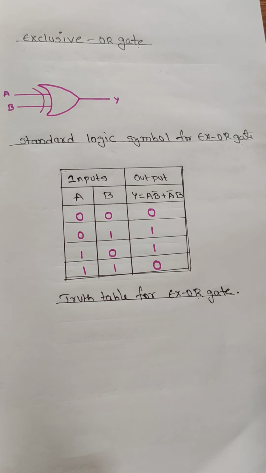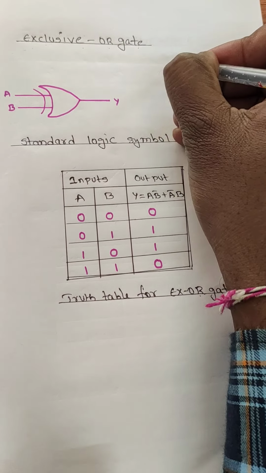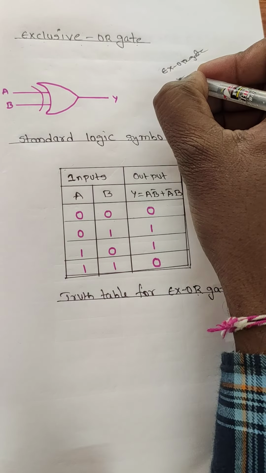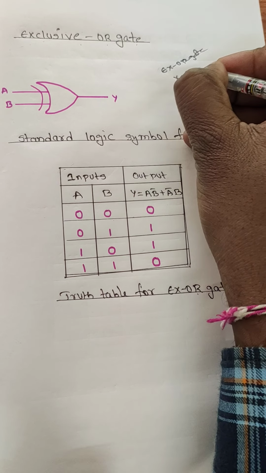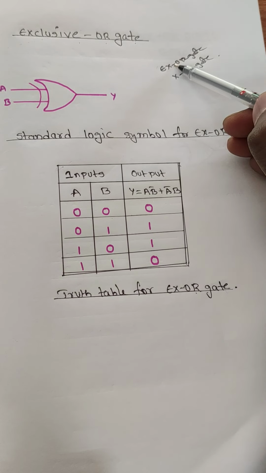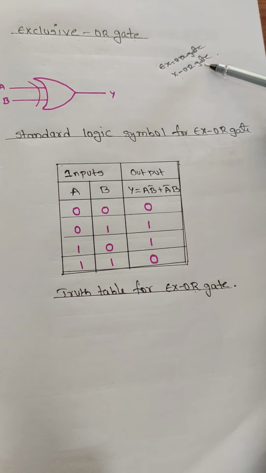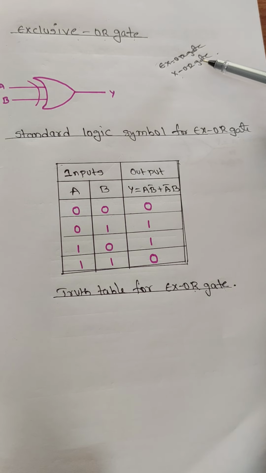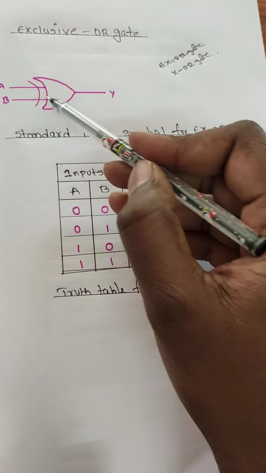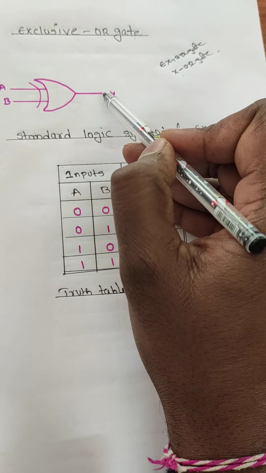This exclusive OR gate is abbreviated as XOR gate. Here, exclusive OR gate, XOR gate, all are the same. So this is the standard logic symbol for XOR gate.